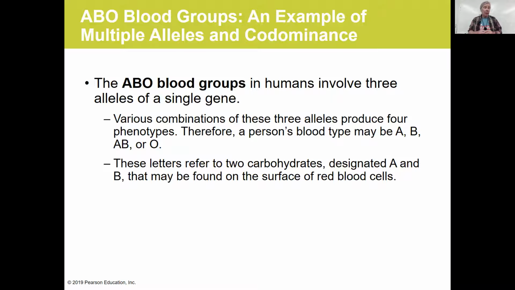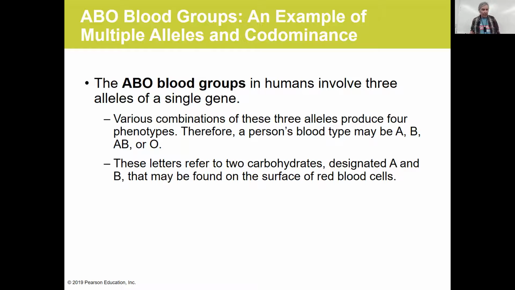And here's another characteristic that this locus exhibits. It's called codominance. Sometimes more than one allele is dominant. And in the ABO locus, A is dominant and B is dominant. So if you get an A from one parent and a B from the other parent, your blood type is AB, and they're both present.